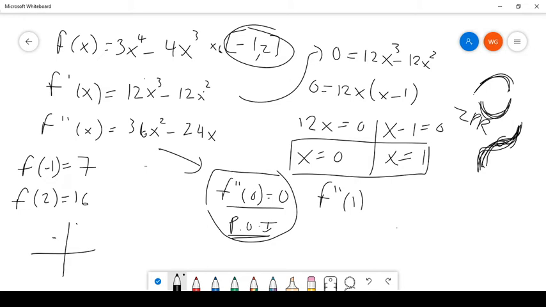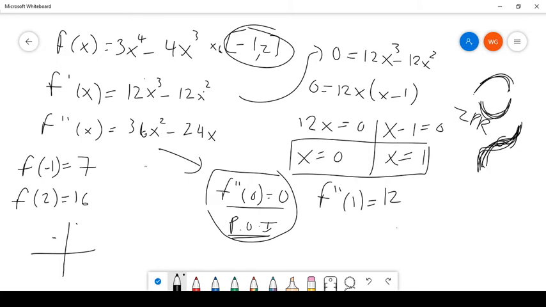Well, f double prime of 1 turns out to be -1. F double prime of 1, it's my fault. F double prime of 1 does not turn out to be -1. F double prime of 1 turns out to be, sorry about that, +12. Turns out to be +12.